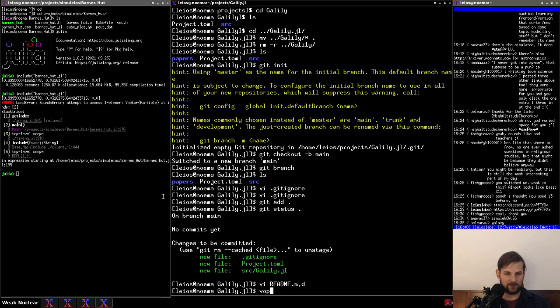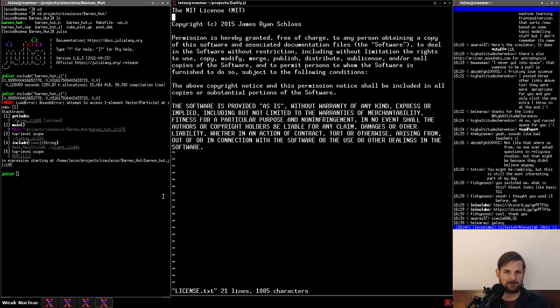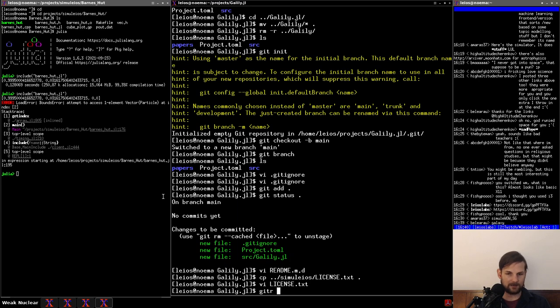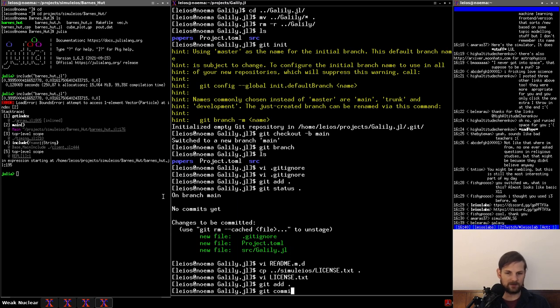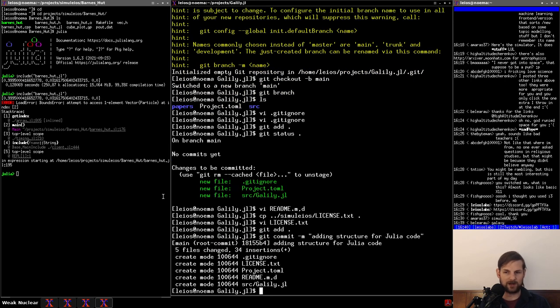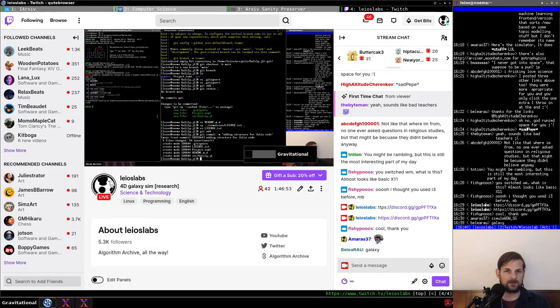So write and quit, and let's go ahead and move a license in there. cp, I'll move the one from Simuleos into license here. Let's go to vi license.txt, and I'll modify this to be 2021. Okay, git add ., git commit -m, adding structure for Julia code. Okay. We're going to have to do a bunch of other things in just a bit, but for now we have the general structure there. So I'm going to go ahead and create the Git repositories.